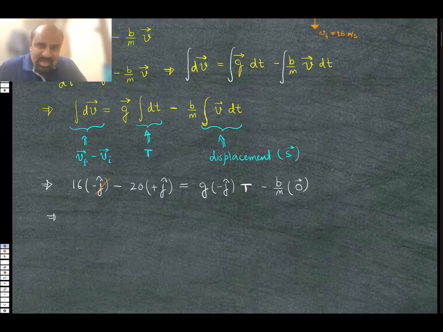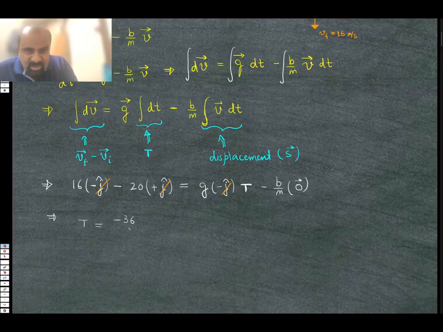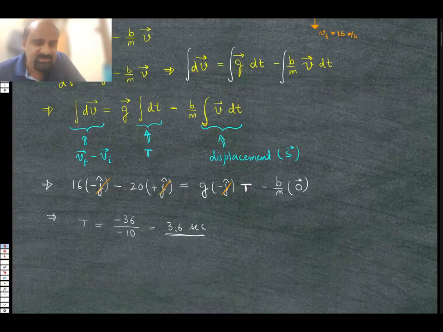So obviously, this j cap and j cap and j cap you can cancel, because this is a null vector. This is 0, and you get total time taken as, this is minus 16 minus 20, which is minus 36 j cap. I mean, j cap got cancelled, sorry, and then minus g, which is minus 10. So you get 3.6 seconds, and that's the answer. So you don't have to deal with big integrations. Okay, so that is it.